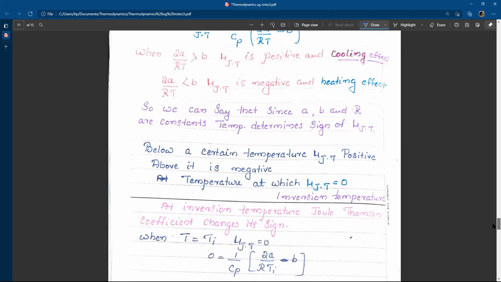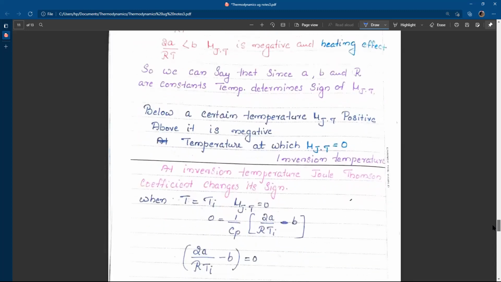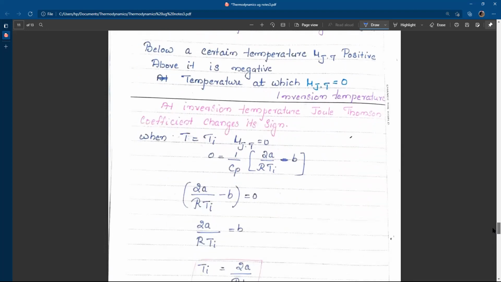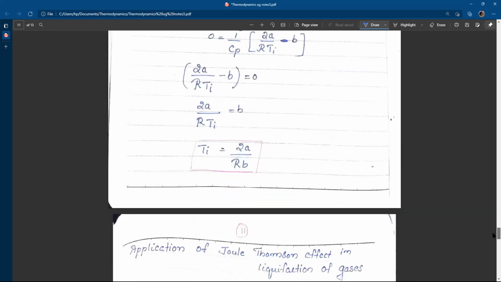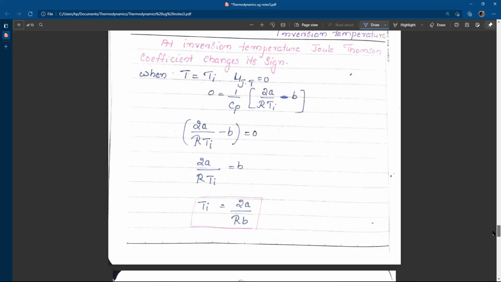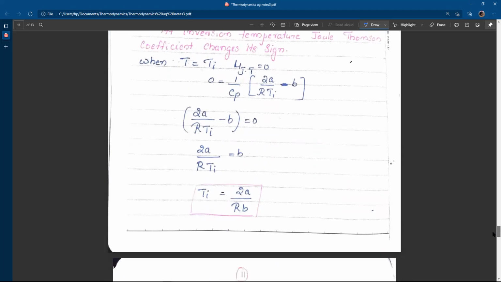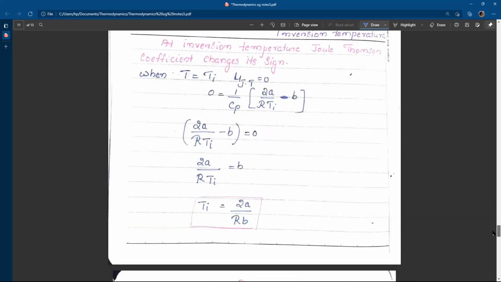At the inversion temperature, the Joule Thomson coefficient is 0. So substituting 0 = (1/Cp)(2a/RTi − b), we get 2a/RTi − b = 0. So Ti = 2a/Rb. This is the equation for inversion temperature. It is 2a/Rb, which is a property of a gas.